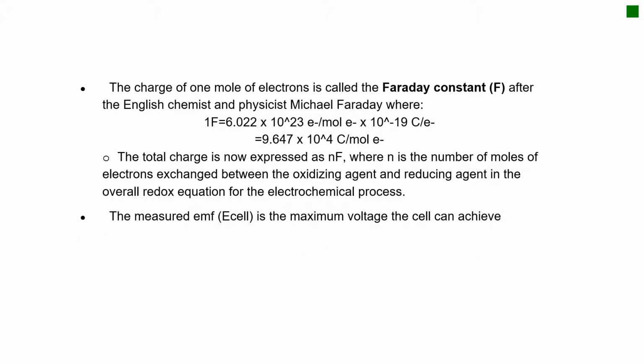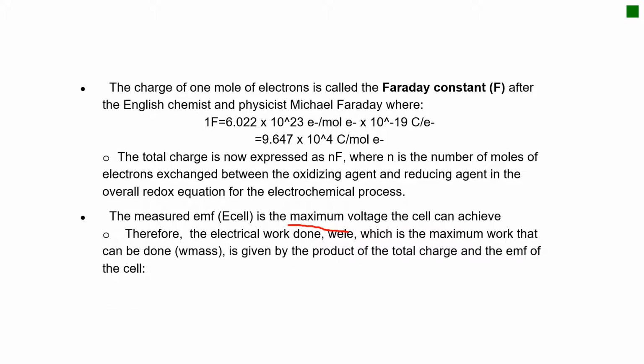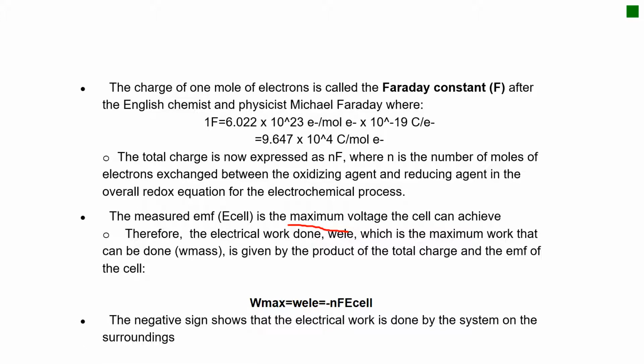So the measured E cell is the maximum voltage that the cell can achieve. Therefore, the electric work that is done, the maximum work that can be done, is given by the product of the total charge and the voltage of the cell. So here we have the equation where the maximum work is the electric work, which is equal to negative nFE of the cell. This negative sign shows that the electrical work is done by the system on the surroundings, where the system would be the galvanic cell.